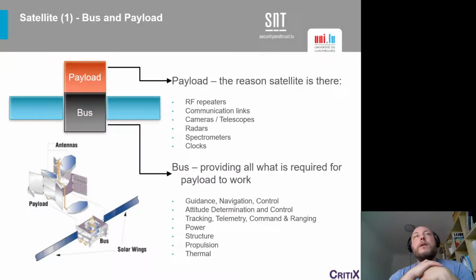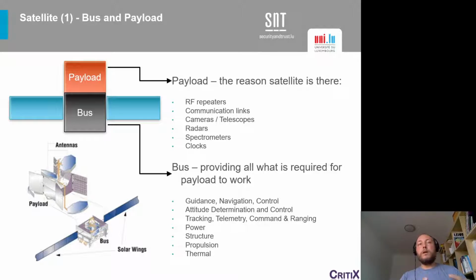Satellites are usually divided into two parts, payload and bus. Payload is something which gives the reason for a satellite to be there. So it's performing the main mission activities. It can be radio frequency repeaters. It can be communication links. It can be cameras, telescopes for observing the Earth or some astronomical objects. Radars, spectrometers, clocks for navigation. Navigation systems, very important stuff.